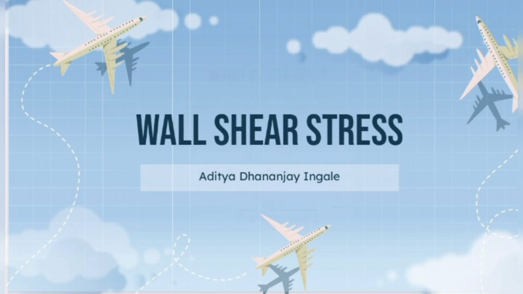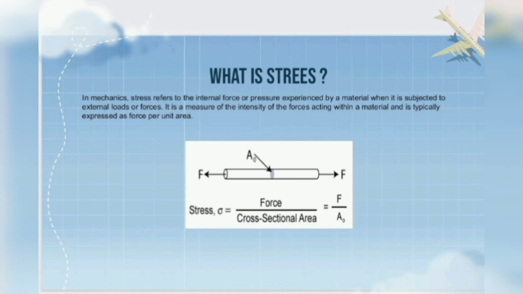First we will see what is the shear stress. First we will see what is the stress. In mechanics, stress refers to the internal force or pressure experienced by a material when it is subjected to external loads or forces. It is a measure of the intensity of the force acting within a material and is typically expressed as force per unit area. The formula says stress is equal to force divided by cross-sectional area, denoted F divided by A.